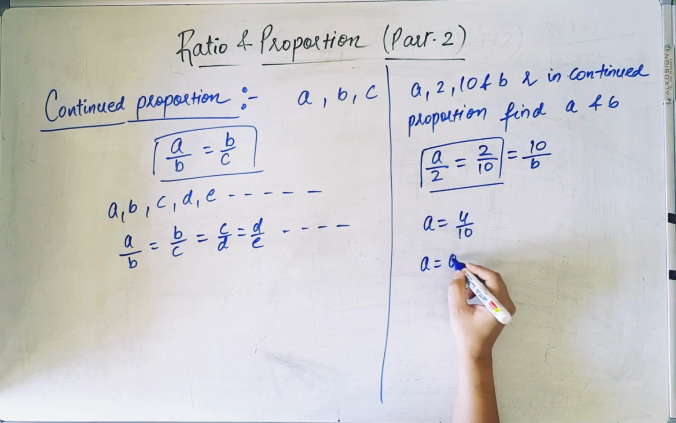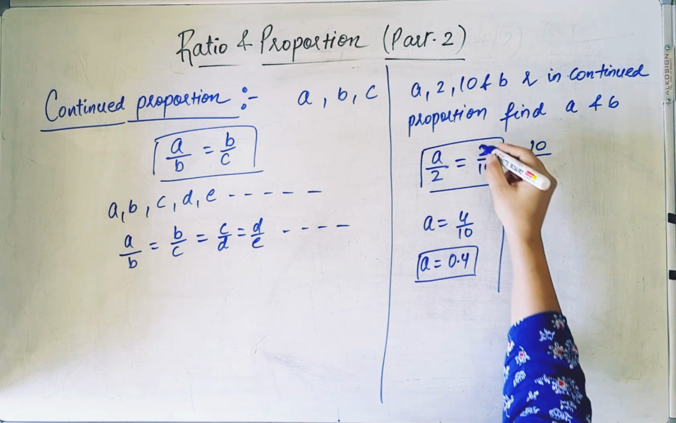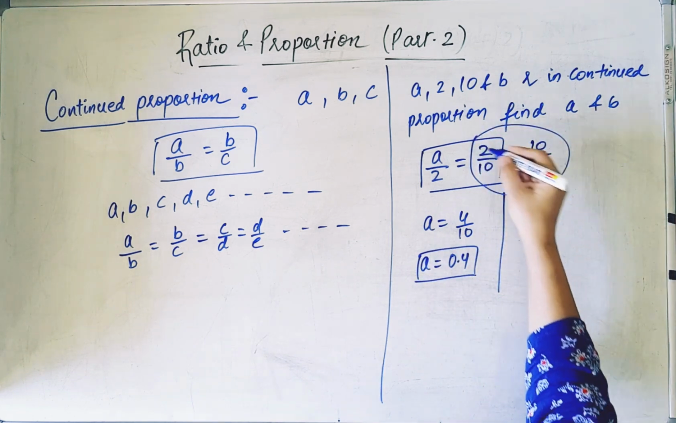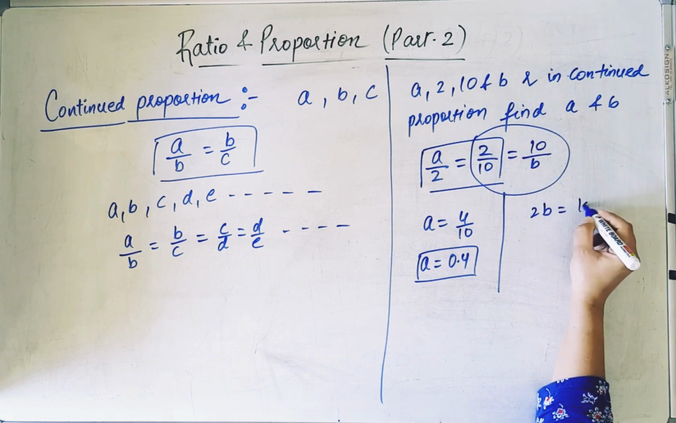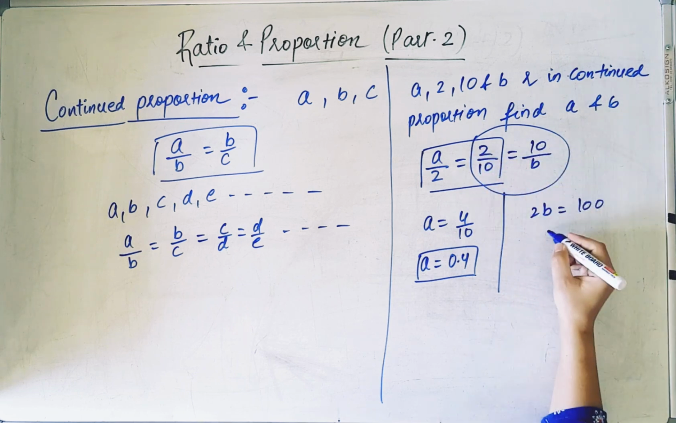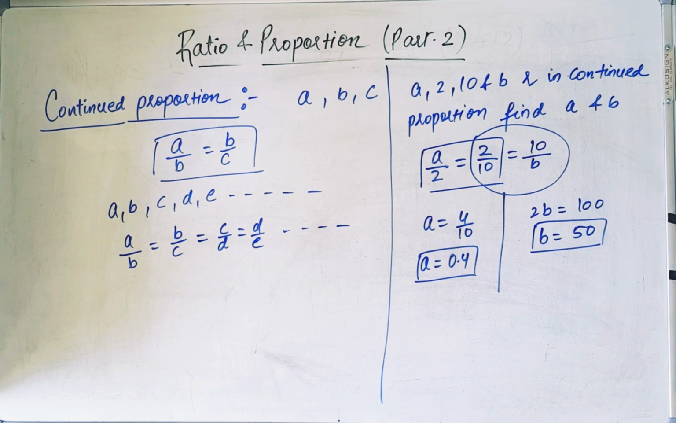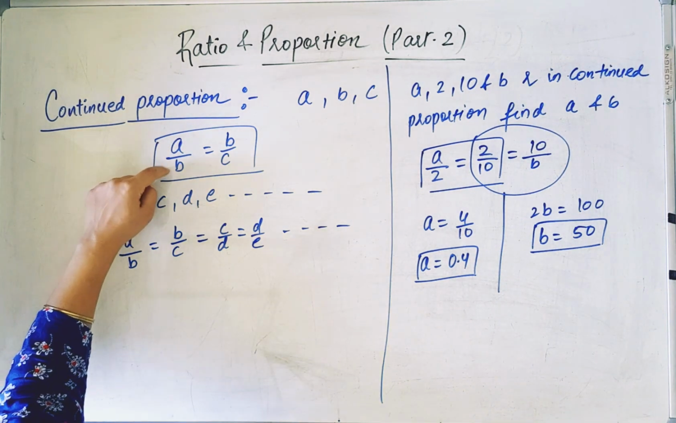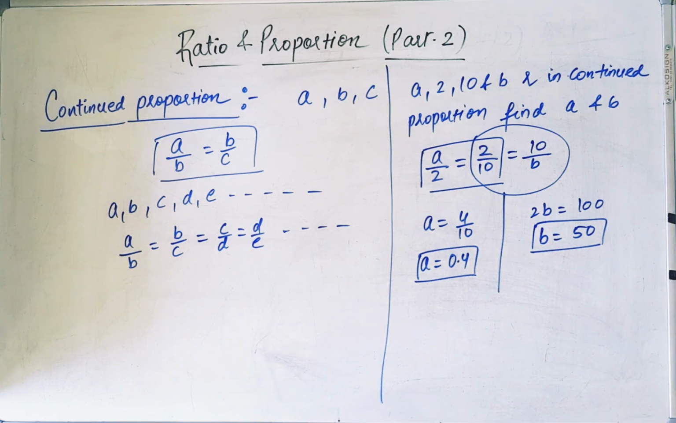Thus we can say A is 0.4. In a similar manner, if we want to find the value of B, the value of B will be: 2B equals 100, cross multiplied, so B will be 50. So this is how, if in a question they mention continued proportion, we have to apply the concept that the ratio of first to second equals second to third, and so on if more quantities are given.